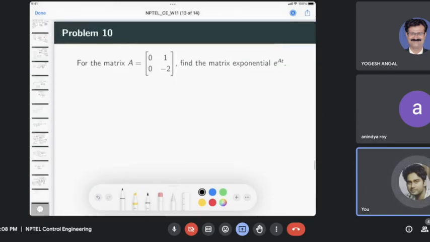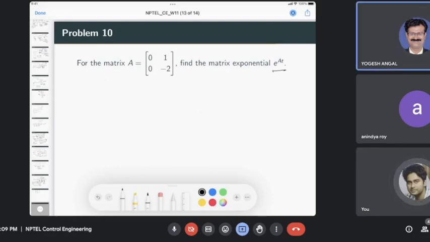So we have a matrix and we want to find the matrix exponential. We'll use four methods to obtain this matrix exponential, and we'll see that each method gives the same result. It just depends on which method you want to use. Some methods will be easier in one case, and in other cases another method will be easier. So, am I audible?